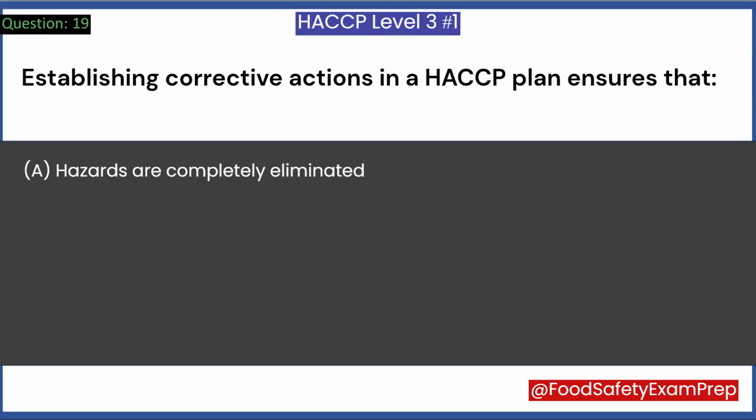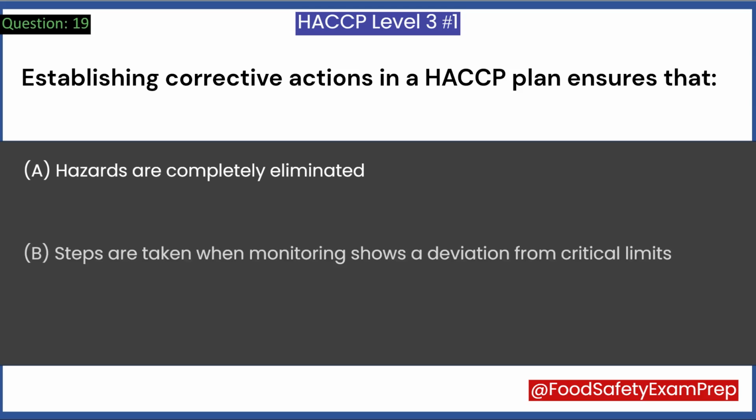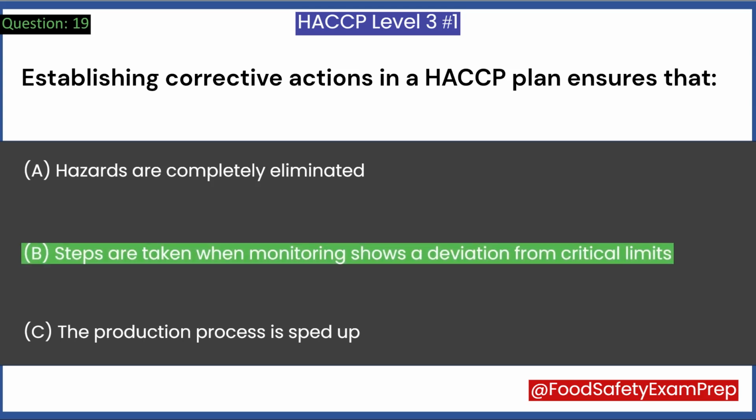Establishing corrective actions in a HACCP plan ensures that A. Hazards are completely eliminated. B. Steps are taken when monitoring shows a deviation from critical limits. C. The production process is sped up. Answer: B. Steps are taken when monitoring shows a deviation from critical limits.